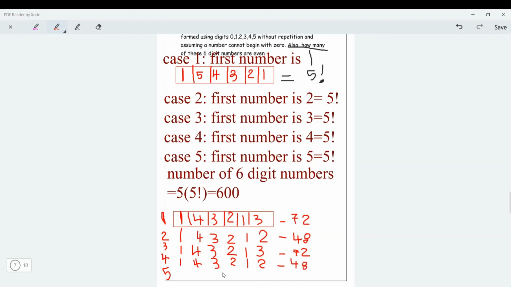Case 5, meaning when it starts with the first number 5 and ends with an even number, this is going to be 72. So you add these up, and that gives you how many even numbers there are. 72 plus 48 is 120, plus 72 is 192, plus 48 is 240, plus 72, that is 312. So there are 312 out of the 600 numbers that are even. That's 312 even numbers. Easy. That's this example right here.